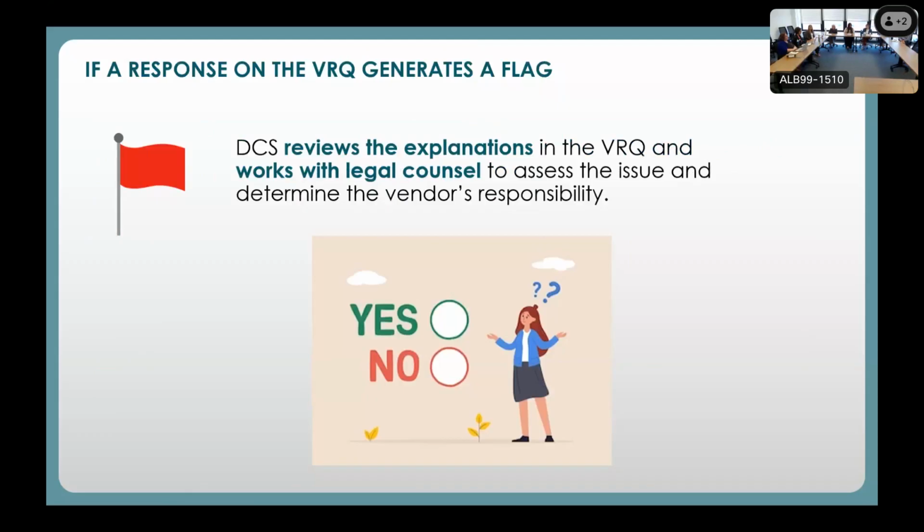Okay, so flags happen. When cautionary information is found during the review or research related to the vendor's financial and legal standing, integrity, and past performance, we will address the findings with you, the vendor, and provide you an opportunity to explain or resolve the issue. DCS will review those explanations and will work with legal counsel to assess the issue and determine the vendor's responsibility. An issue does not preclude the agency from contracting with the vendor.